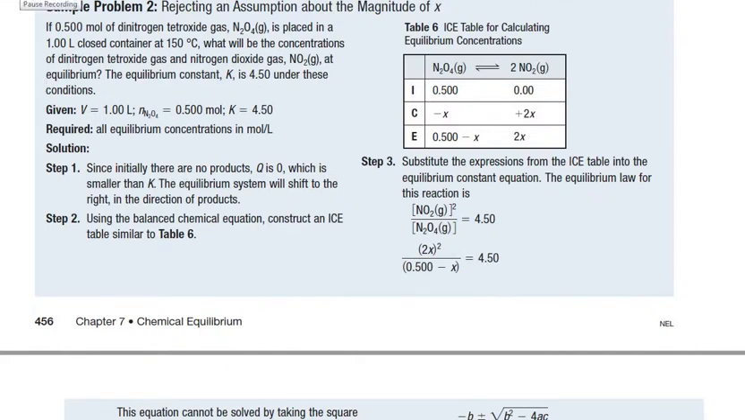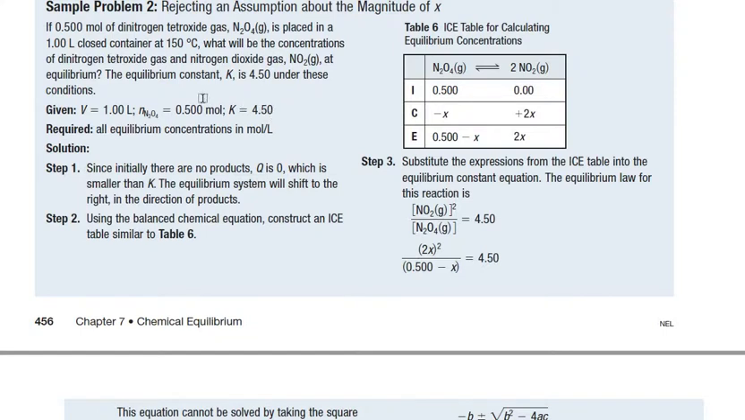Now, rejecting an assumption about the magnitude of x. If 0.5 moles of dinitrogen tetroxide gas, N2O4, is placed in a 1 liter closed container at 150 degrees Celsius, what will be the concentration of dinitrogen tetroxide gas and nitrogen dioxide gas, NO2, at equilibrium? The equilibrium constant is 4.5 under this condition. We have 0.5 moles of N2O4 and the volume, so the molar concentration is the same, 0.5, and K is 4.5.